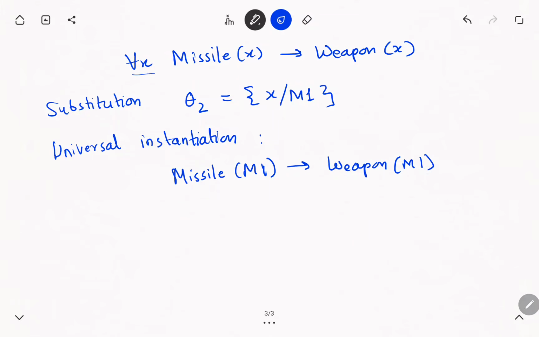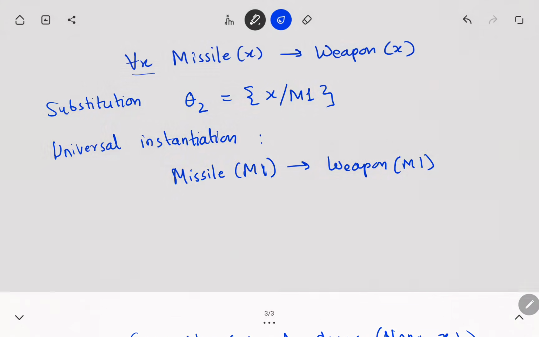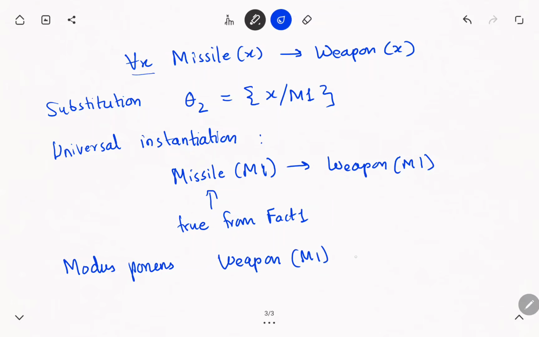Now based on what we have already proved, you can number these facts. So based on fact 1, you can say that this is true. So this is true from fact 1. Therefore, using modus ponens, you can say that weapon m1 is also true.